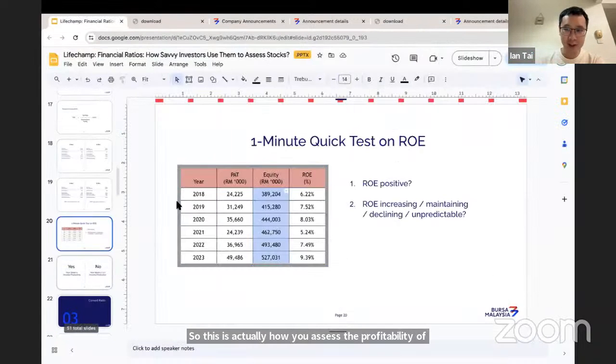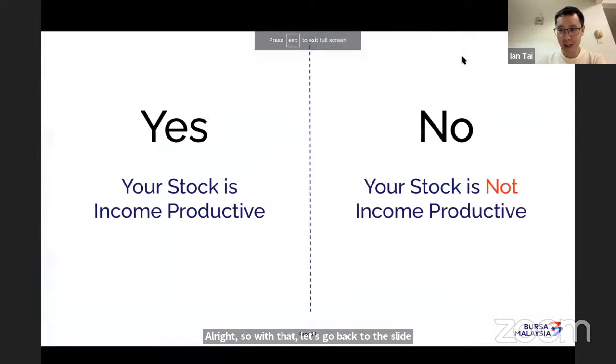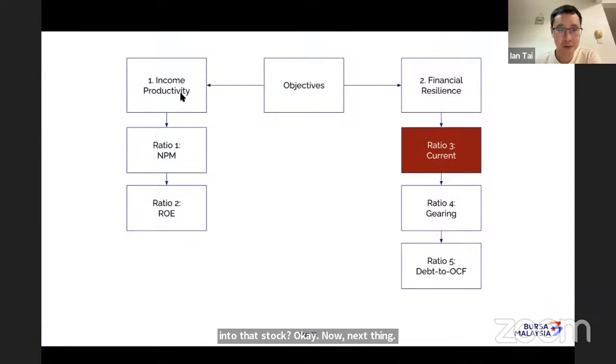All right. So with that, let's go back to the slide. It's actually the same thing. If the answer is yes for everything, all the questions asked, then your stock is income productive. If no, then you have to revisit why you are buying into that stock. Okay. Now, next thing, current ratio. Just now we have done part one, which is all about income productivity. That one we measure based on net profit margin as well as return on equity.